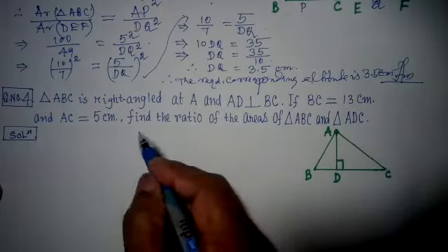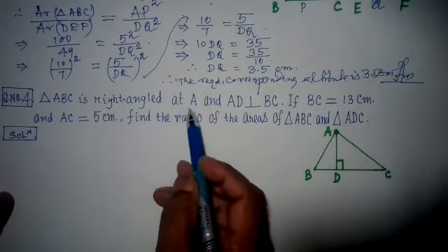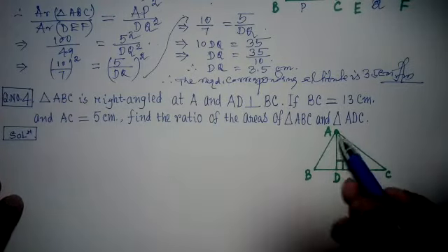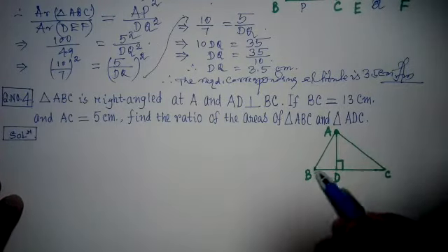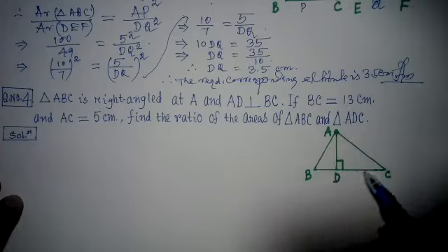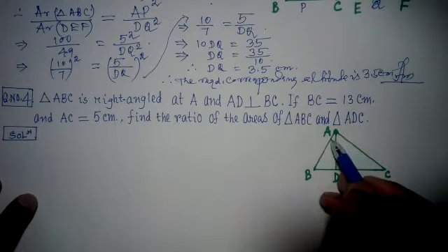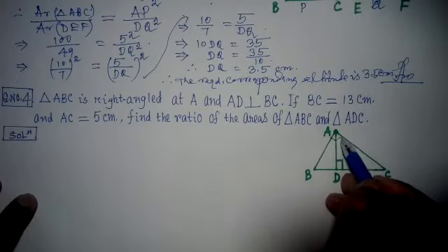Next question. Triangle ABC is right angled at A. Here is the triangle ABC we have drawn. Suppose you draw the triangle ABC, right angle at A. Here is the right angle. We can show the right angle this way. Angle A is a right angle, 90 degrees.